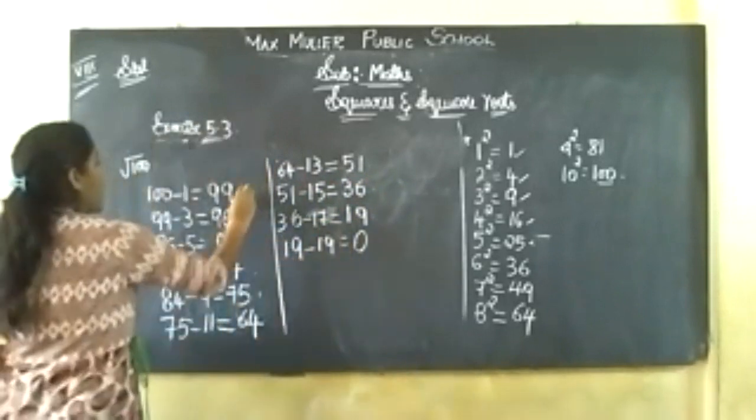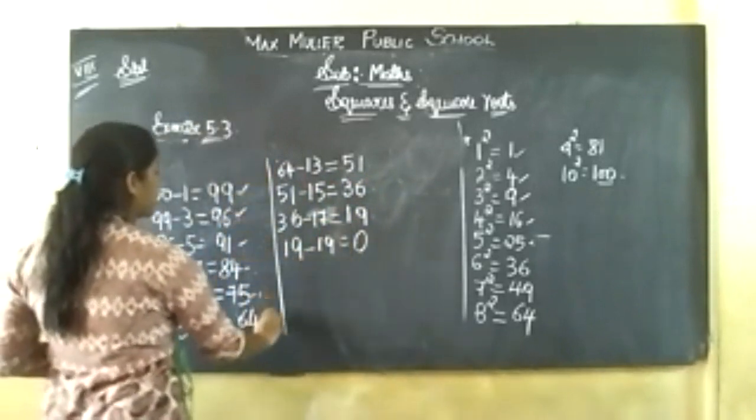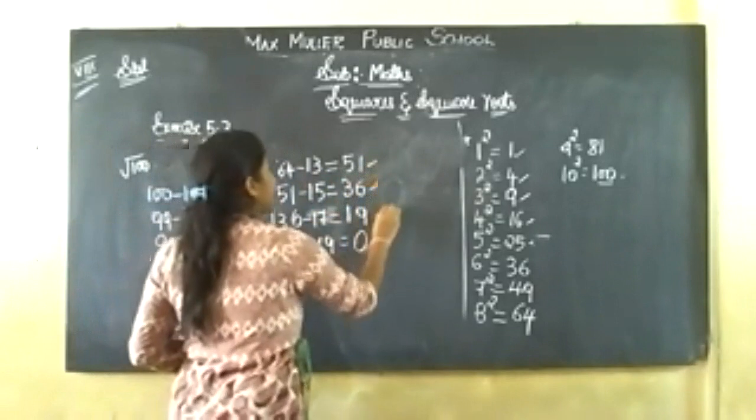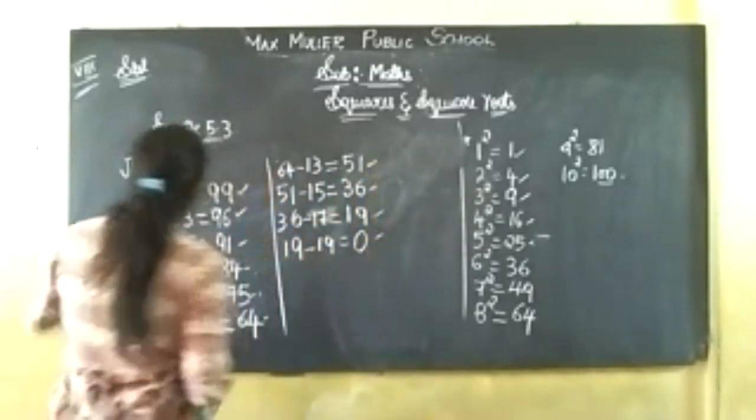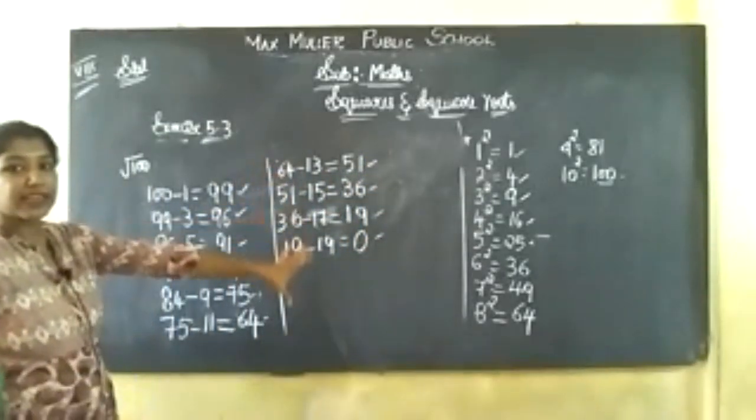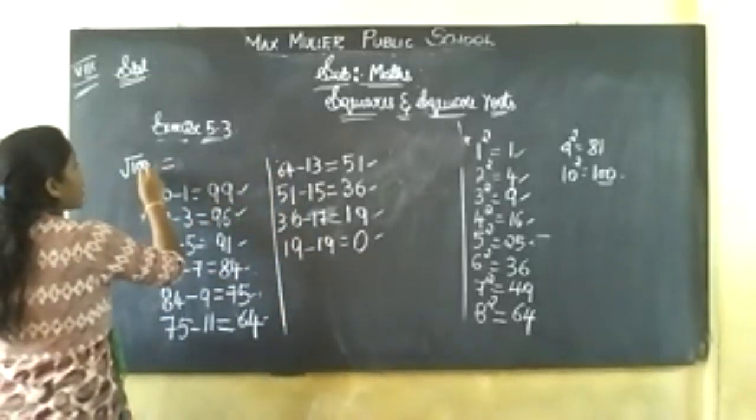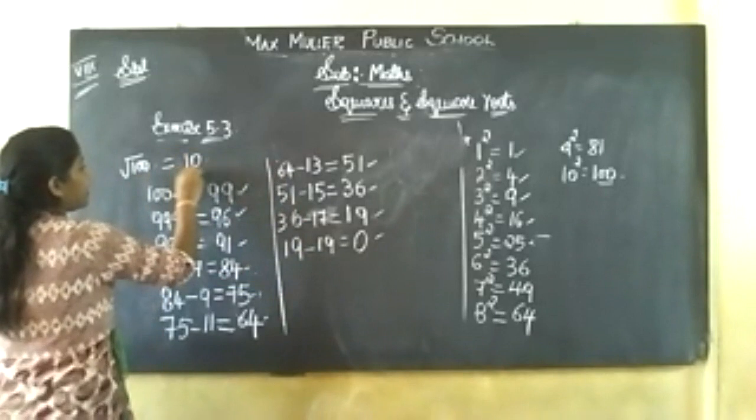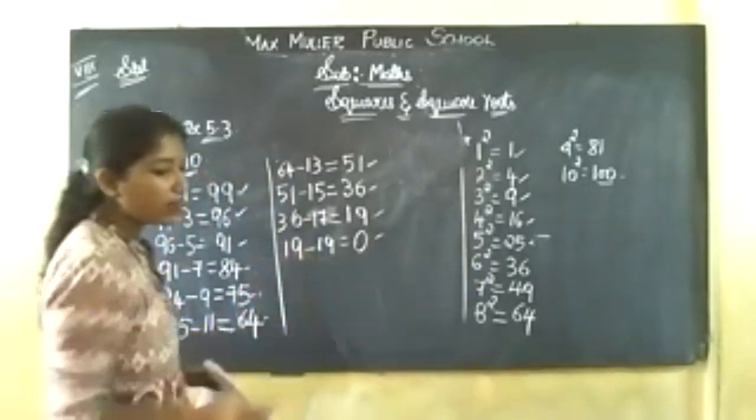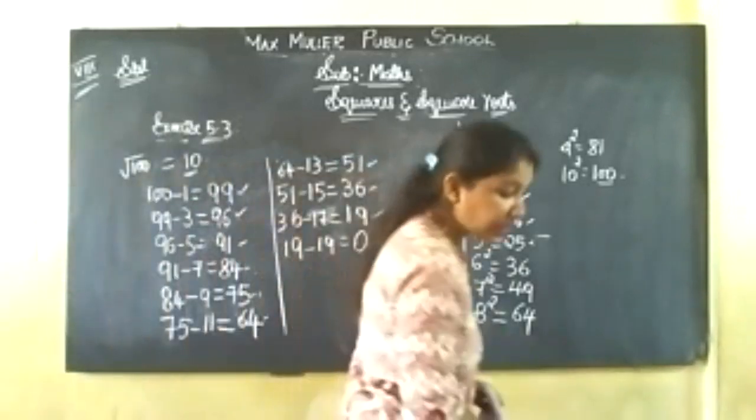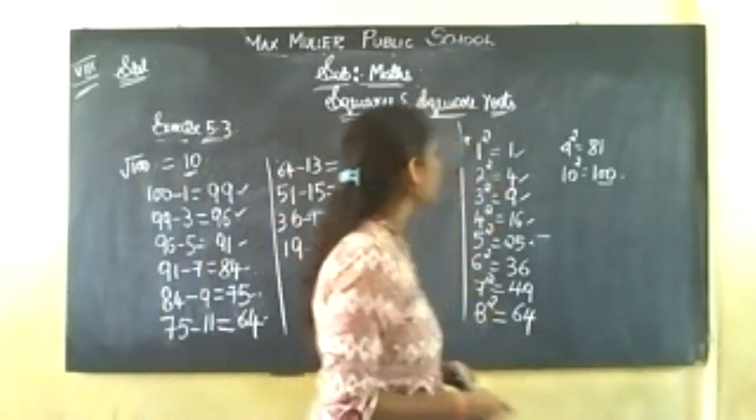So count: 1, 2, 3, 4, 5, 6, 7, 8, 9, 10. So how many times have you subtracted? It is 10 times. So the square root of 100 is 10. Square number is what? 10. Understood how to do this?